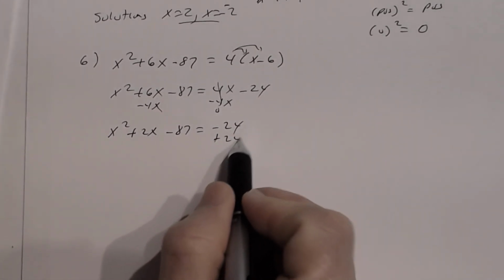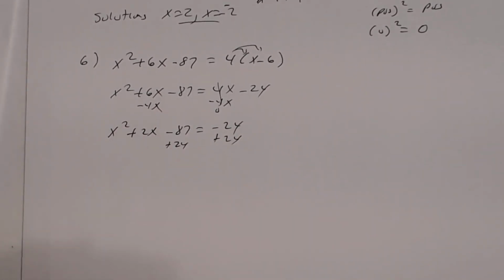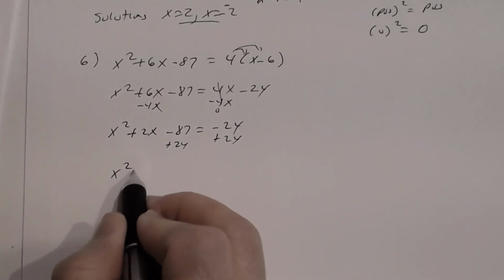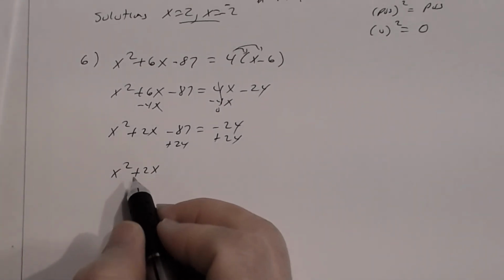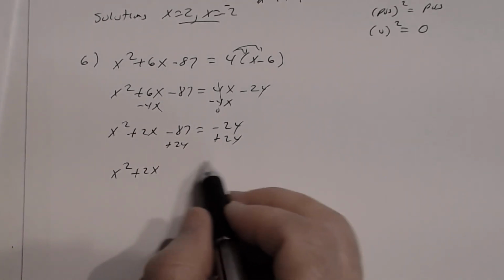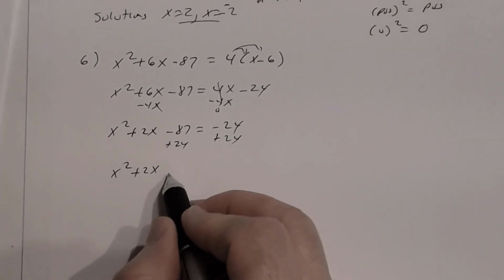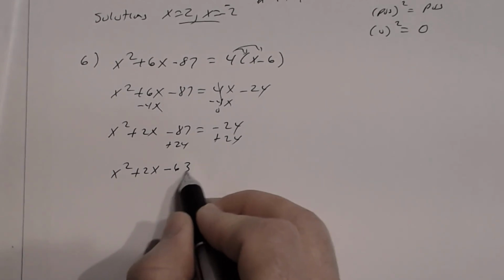Then I'm going to add 24 to both sides. So notice again, I'm aligning my like terms. And so I get x squared plus 2x. And then that should be, let's see, negative 87 plus 24 is a negative 63.